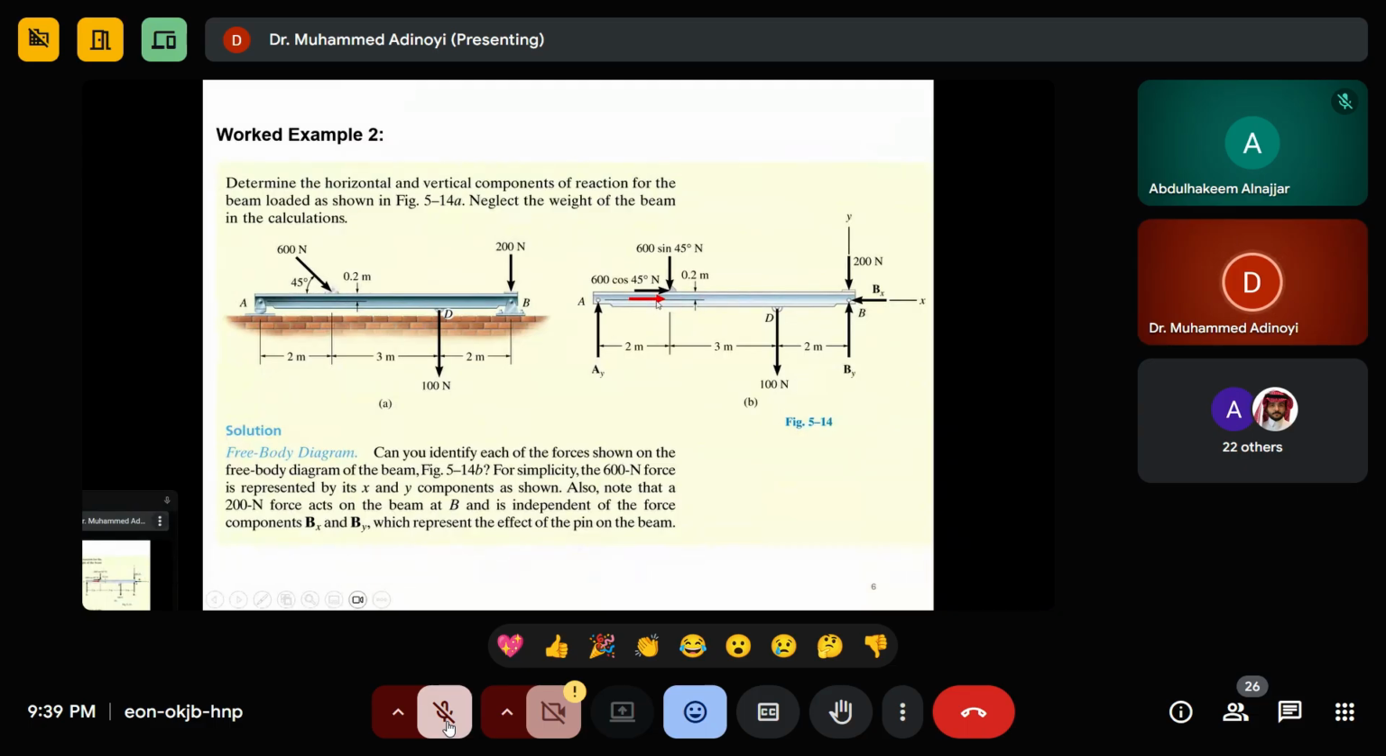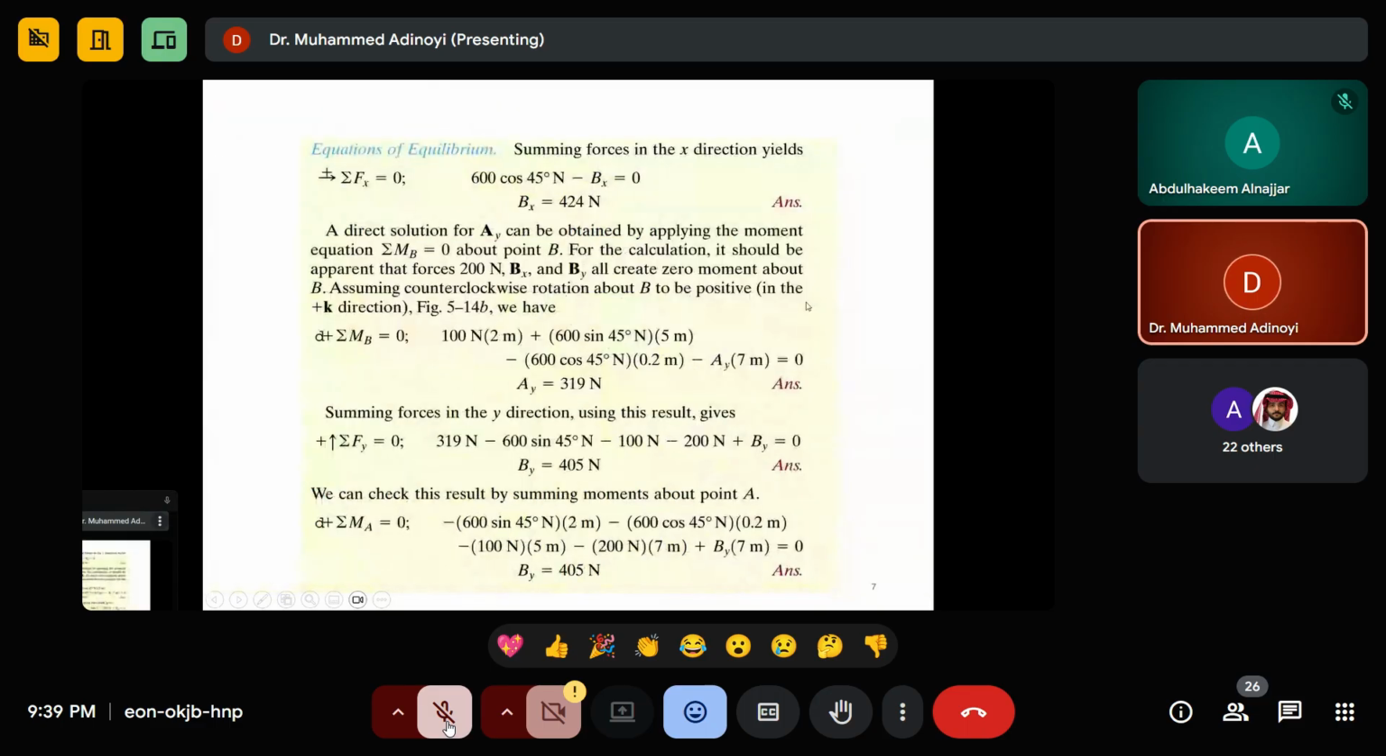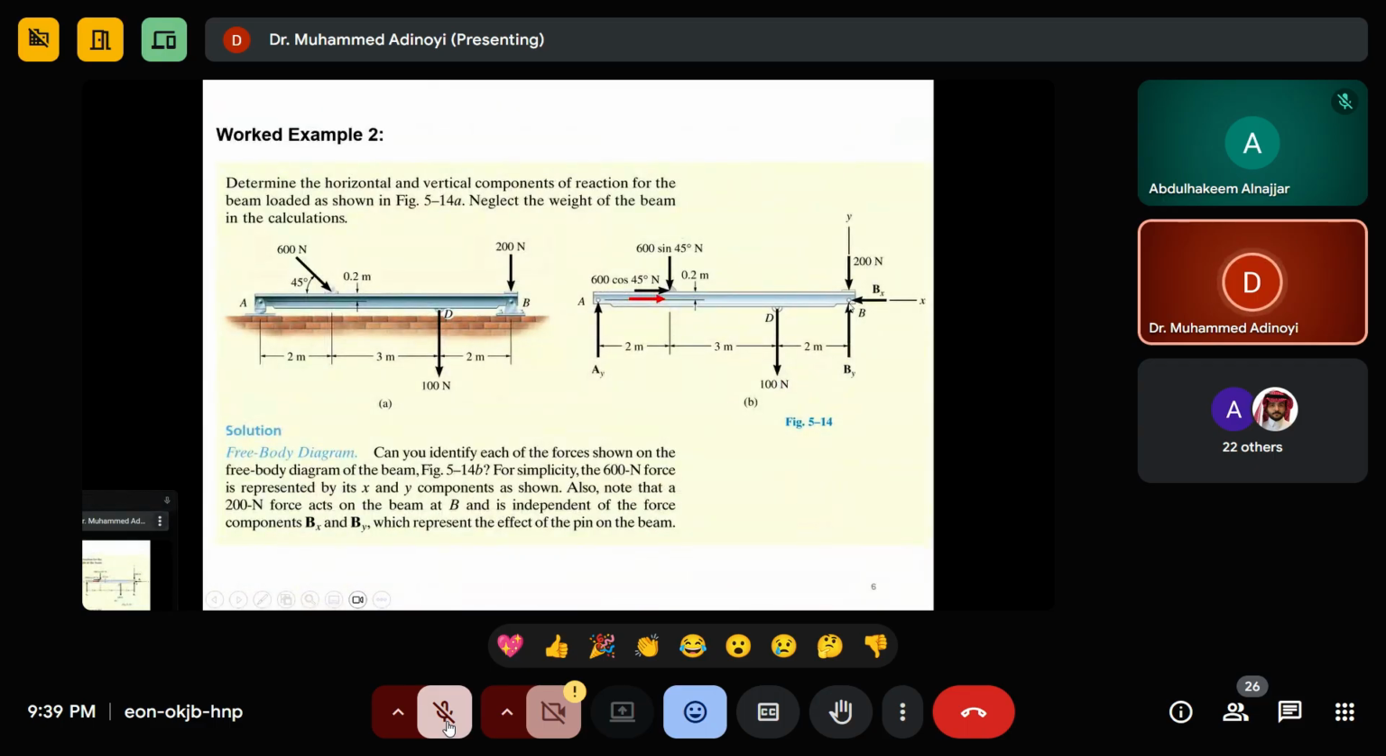The red arrow: zero. Why? Because the line of action is passing through the point where you are taking the moment. The same thing applies to this one. You are taking the moment about here, so it's going to be zero. But if I'm taking moment about here, this one is no longer zero. What will be zero if I'm taking moment about here?